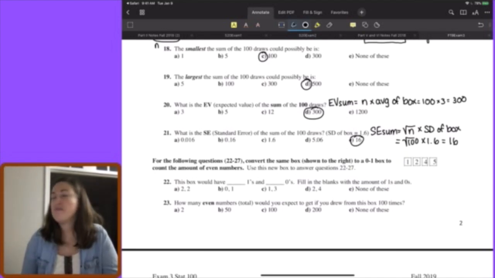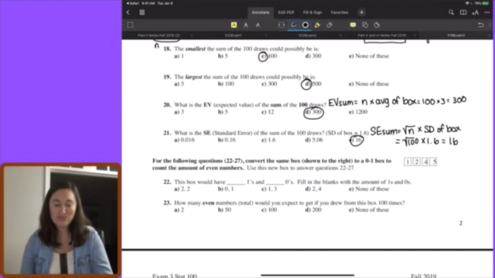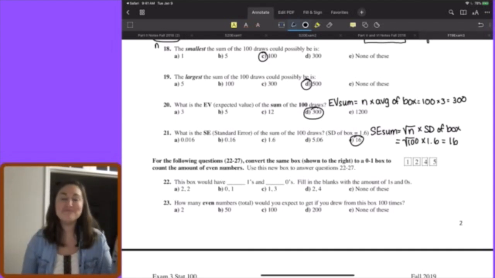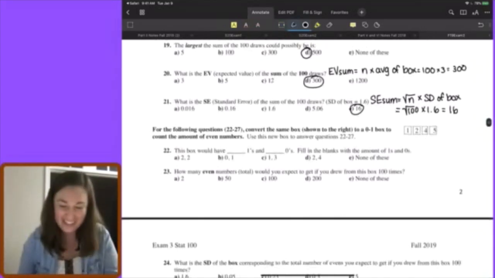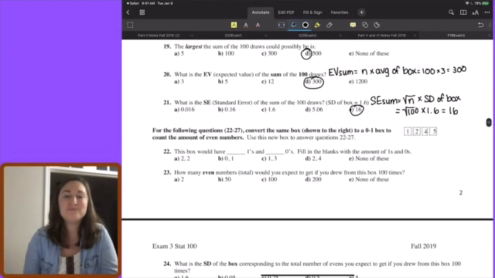This is one good thing about being online, I guess, is that the tests are open book, so you don't have to memorize all these formulas. But to be honest, now I'm thinking I shouldn't even make students memorize them because the exam scores are pretty much the same regardless of whether you memorize them or not. Anyway, that was a side tangent.